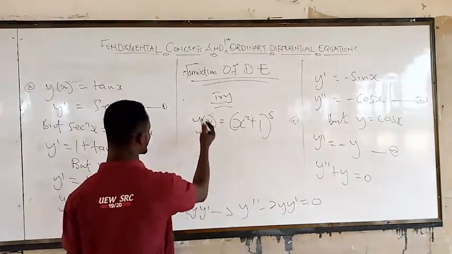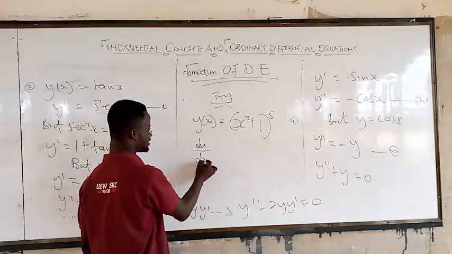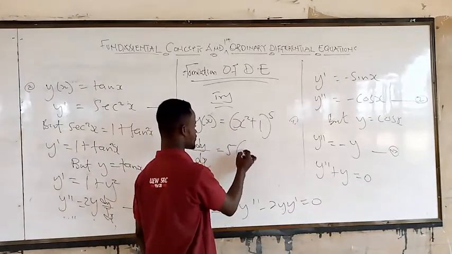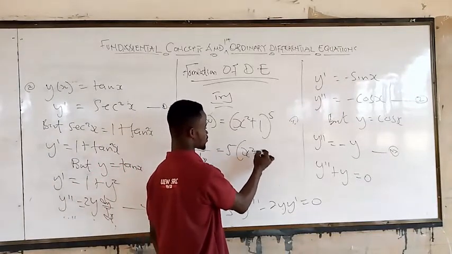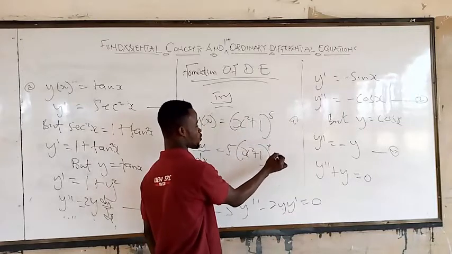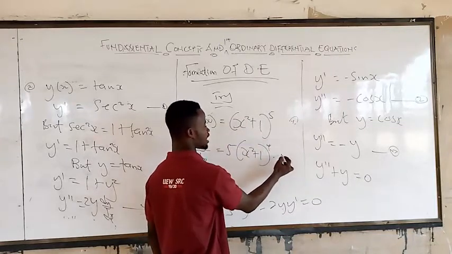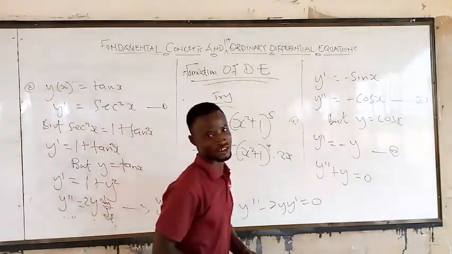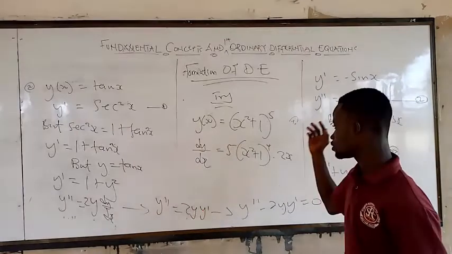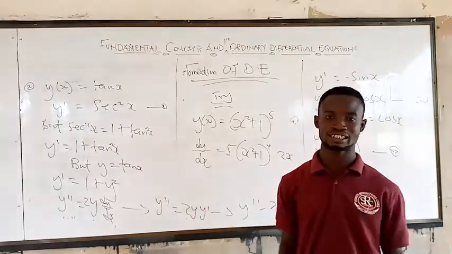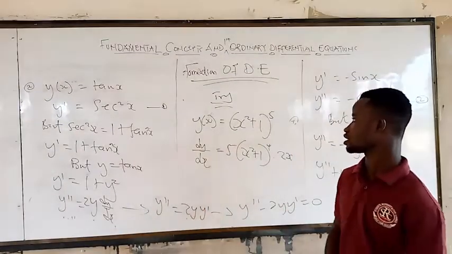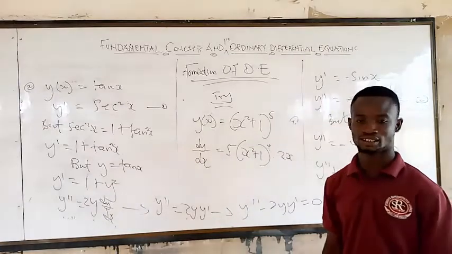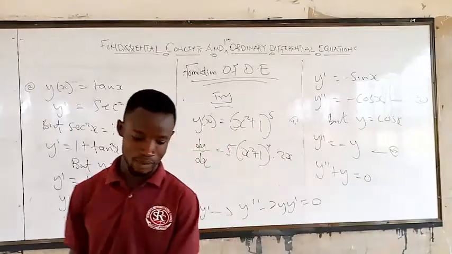So in this case, you get dy/dx is equal to 5 times (x squared plus 1), then subtract 1 from the power, you get 4. Take the derivative of the inside, you get 2x. Alright, then like that, I'll continue with it. And you can get about 3 or 2 forms from this function. Alright, thank you and see you for another video.